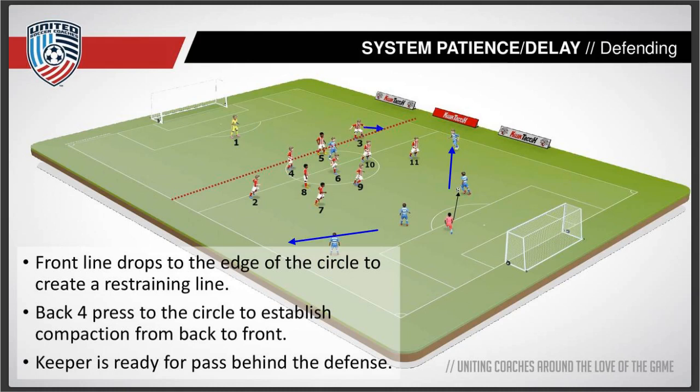And then if we shift in unison, we can get the compactness. We're already quite compact, and we just shift laterally with short movements, and we can get 11 players fully engaged in defending, because the front three have set up a restraining line and the back four have set up a restraining line.